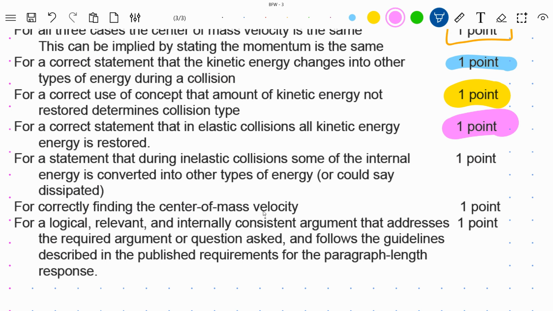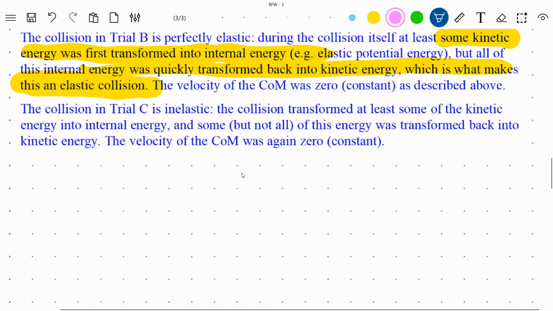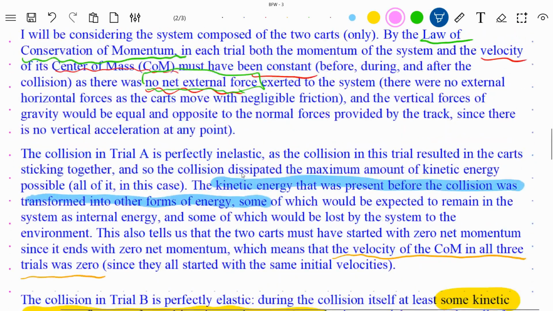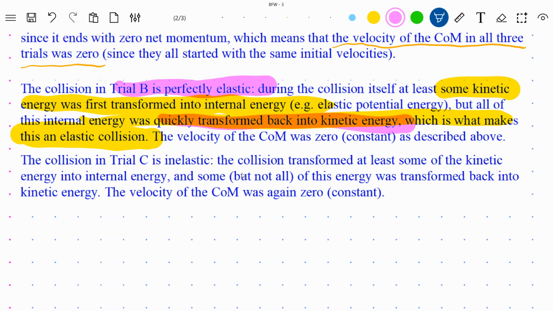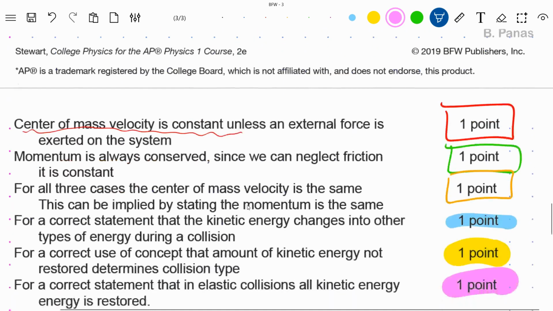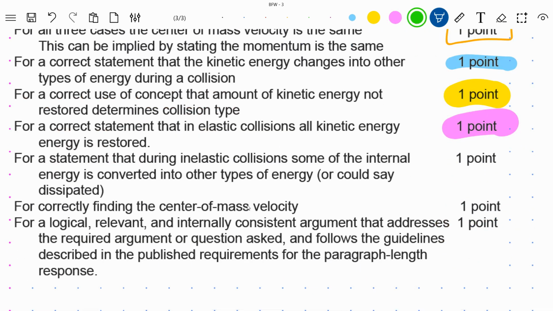Next point. For a correct statement that in elastic collisions specifically, all kinetic energy is restored. So we have to call out specifically elastic collisions. And of course, that was collision B, I think, right? So trial B is perfectly elastic. And how have I come to that conclusion? Because it was all quickly transformed back into kinetic energy. So I've already utilized that sentence, but it's covering more than 1 point. So it's good.